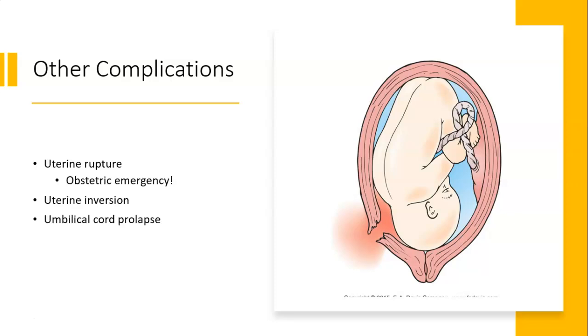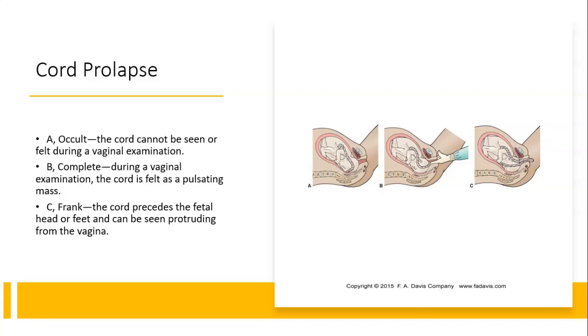So, an umbilical cord prolapse. It occurs when a loop of the umbilical cord slips down below the presenting part of the fetus. There are varying degrees of this. An occult cord is basically when the cord cannot be seen during the vaginal exam, but it is being pressed on by the baby's head.